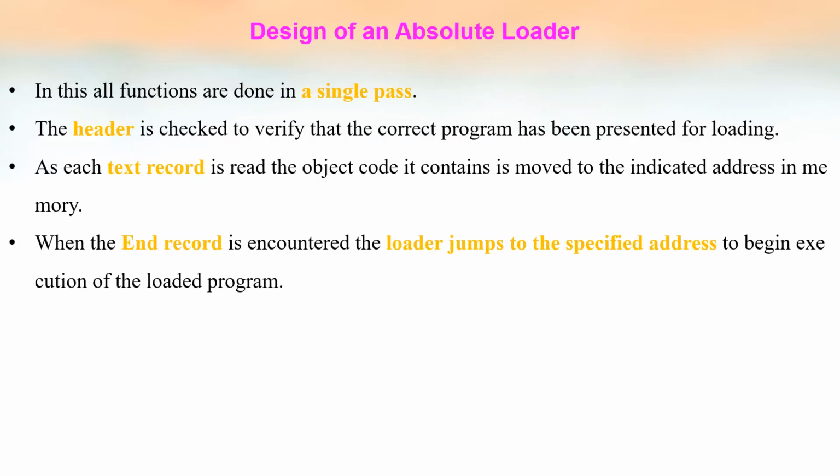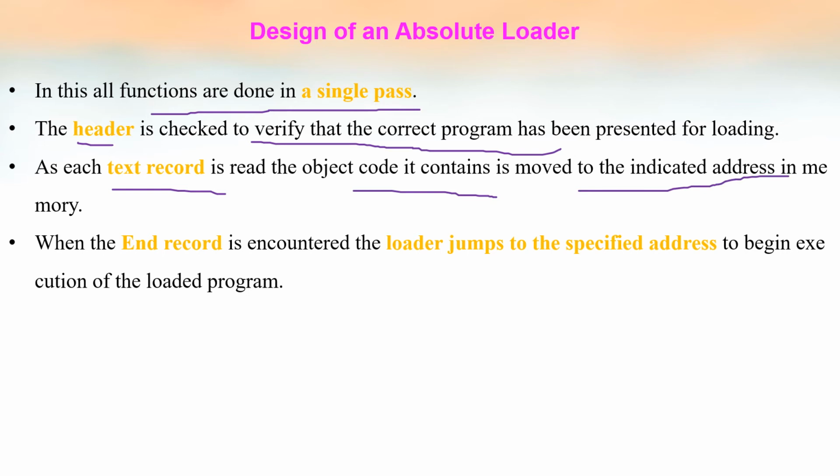This is the explanation of the absolute loader algorithm. In this, all functions are done in a single pass. So first, the header record is checked to verify the correct program has been presented for loading. As each text record is read, the object code is moved to the indicated address in memory. When the end record is encountered, the loader jumps to the specified address to begin execution of the loaded program.